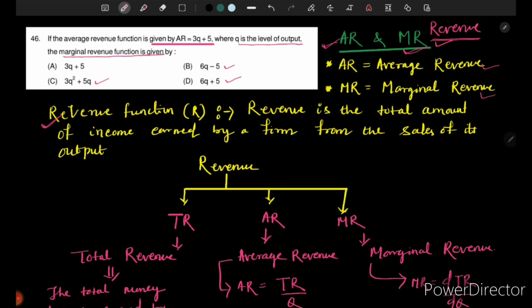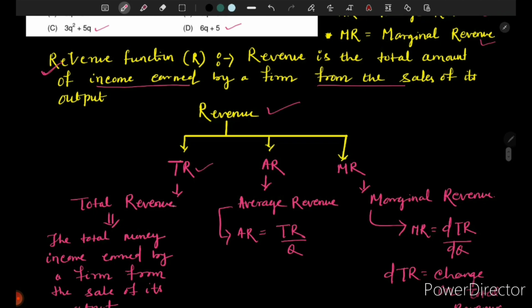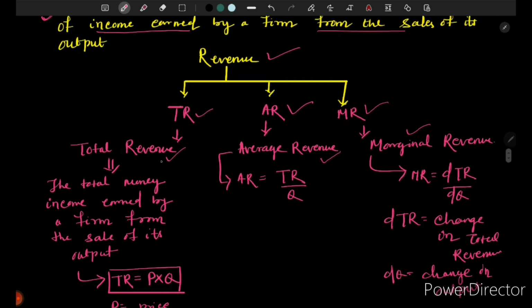Okay, so in very general form we can write it as revenue is the total amount of income that is earned by a firm from the sale of its output. So I'm repeating, revenue is the total amount of income earned by a firm from the sale of its output. And coming to a revenue function, it is of three types. One is TR, that means total revenue, AR means average revenue, MR means marginal revenue.